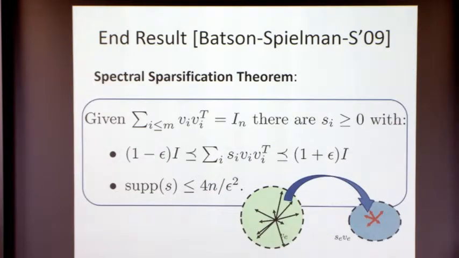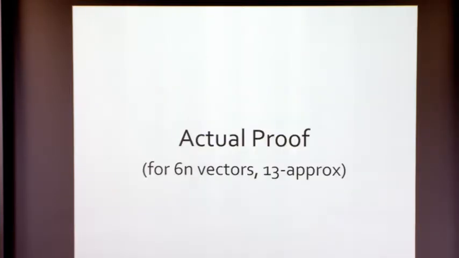Okay. So nonetheless, anyways, it works out, and this is what we prove. We get exactly the same one. So let me now tell you about how to actually prove this. And for simplicity, I'm going to show you the proof for how to get 6n vectors with a 13-factor approximation, not n over epsilon squared vectors with 1 plus epsilon, but all the ideas are there.